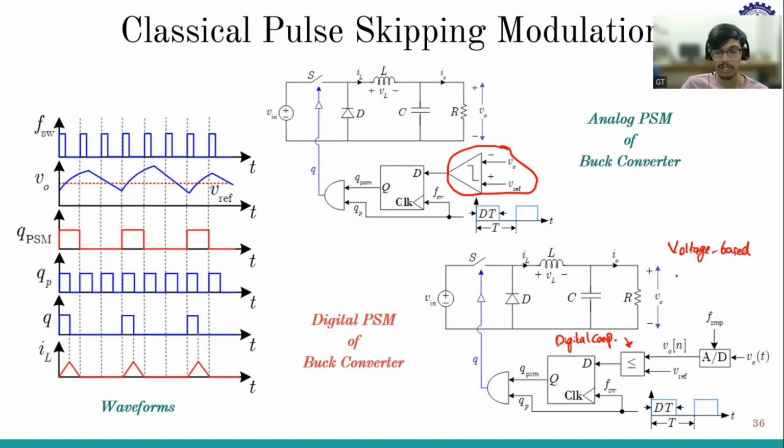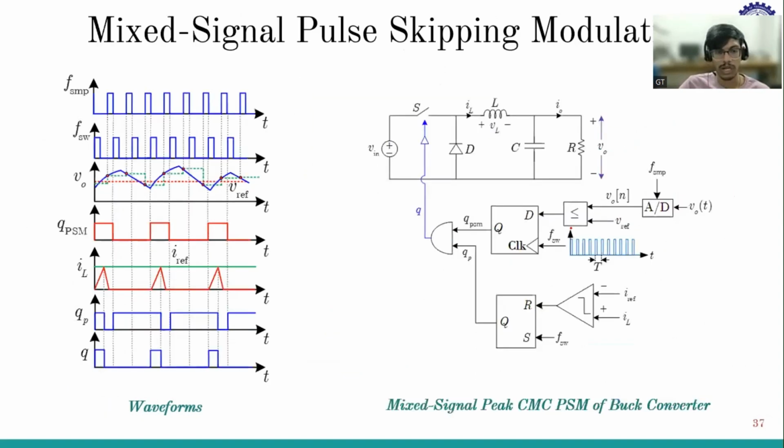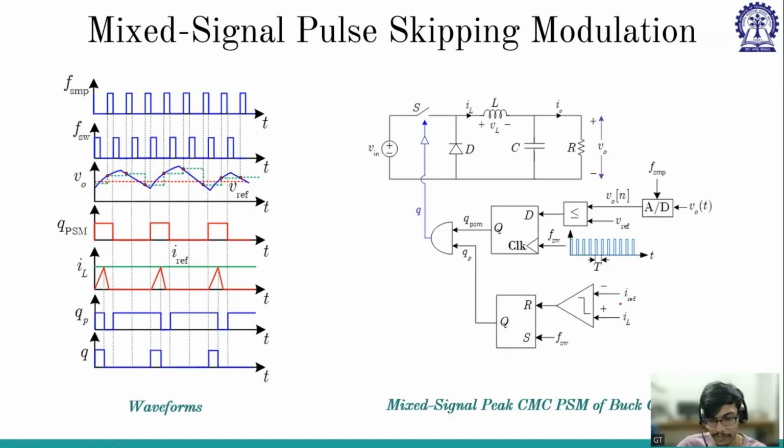And there will be an issue because of the peak, because here the IL ripple is dependent on Vin. Not directly, I would say dependent on Vin. If Vin changes, ripple changes. So ripple might also increase. So that's why we use mixed signal peak current mode control. So here we will fix this I reference. So the peak is fixed, and now the inductor current operates in the TCM.